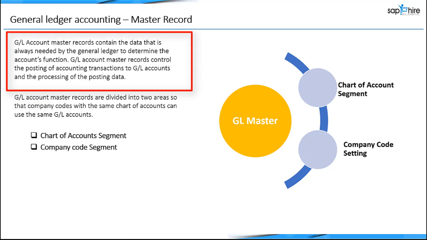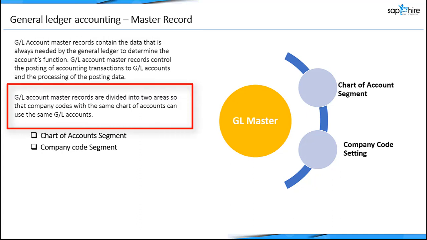General Ledger Master Records. General Ledger Account Master Records contain the data that is always needed by the General Ledger to determine the account's function. General Ledger Accounts Master Records control the posting of accounting transactions to the General Ledger accounts and the processing of the posting data. General Ledger Accounts Master Records are divided into two areas so that company codes with the same chart of accounts can use the same General Ledger accounts.